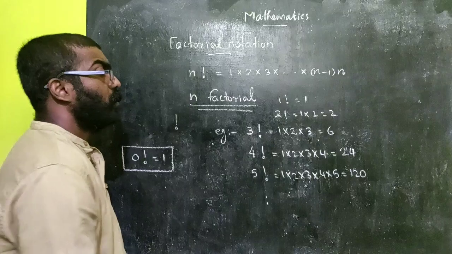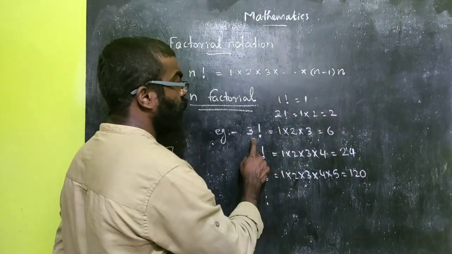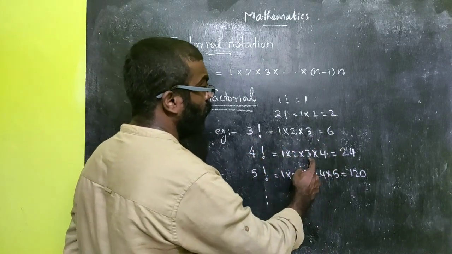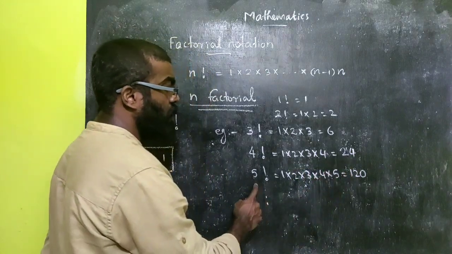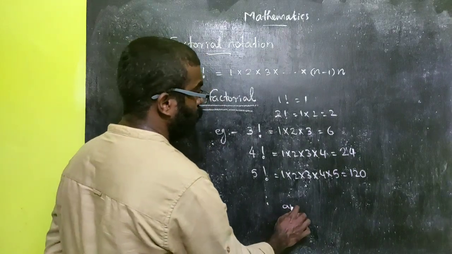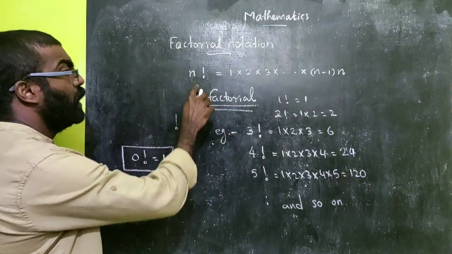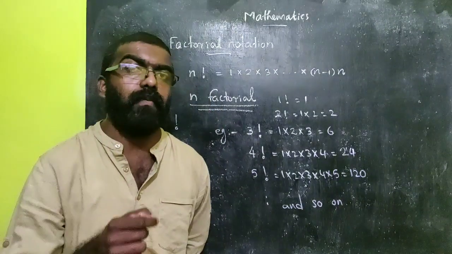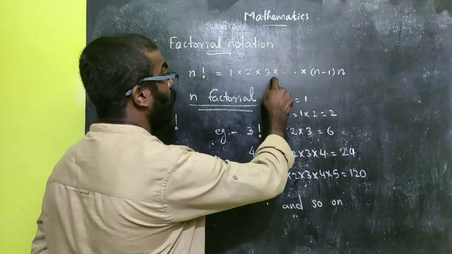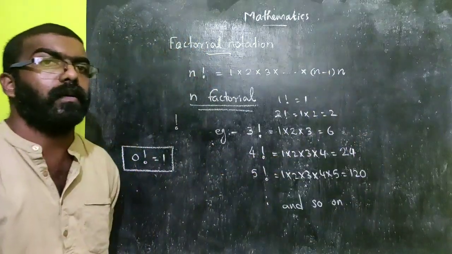So 1 factorial is 1, 2 factorial is 1 into 2, which gives 2. 3 factorial is 1 into 2 into 3, which gives 6. 4 factorial 1 into 2 into 3 into 4, which gives 24. 5 factorial 1 into 2 into 3 into 4 into 5, which gives 120, and so on. So we can define n factorial as the product of first n natural numbers. Here it is 1 into 2 into 3 into 4 into 5 into etc. n minus 1 into n. Understood?